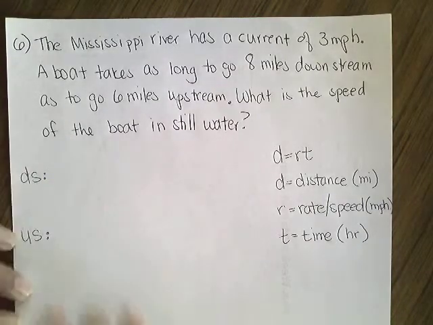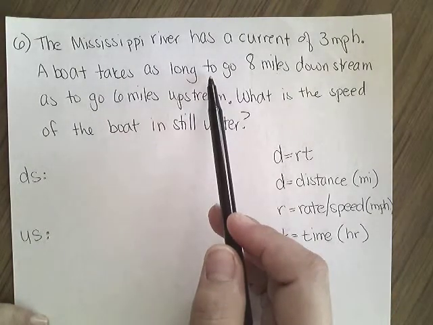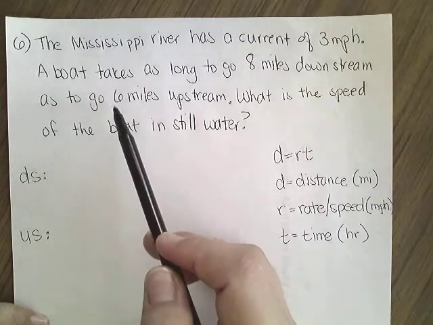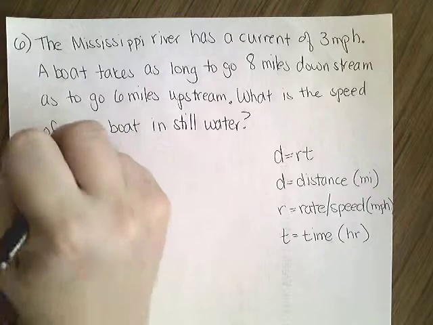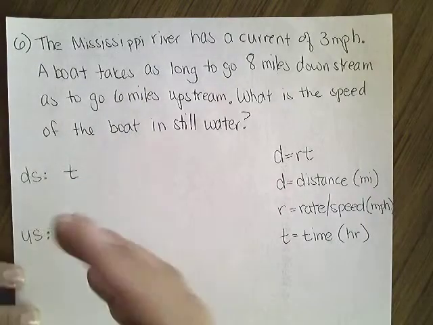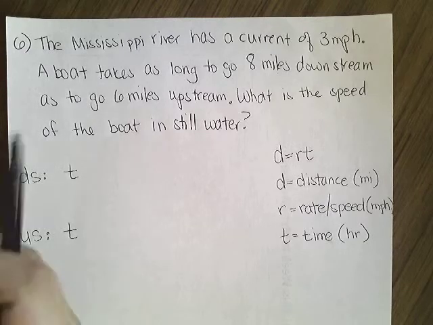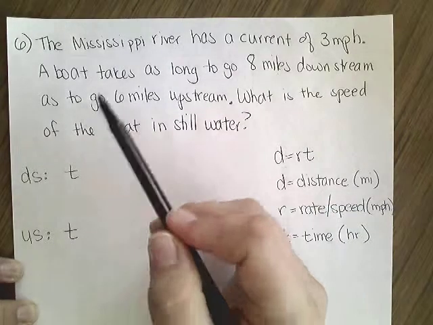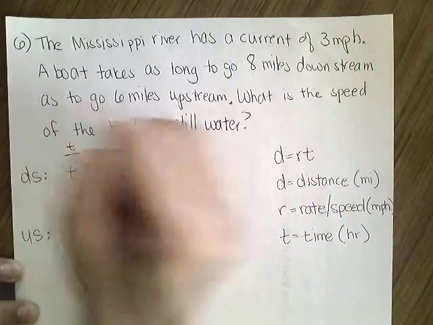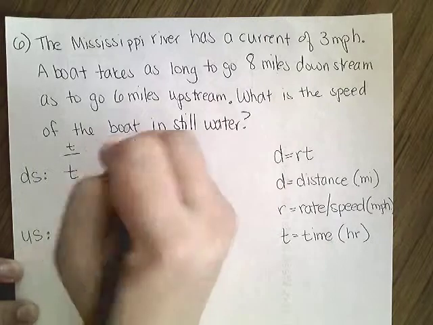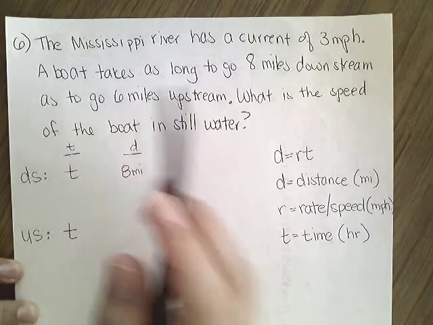The one thing we know about this is that the boat takes as long to go 8 miles downstream as to go 6 miles upstream. So that means that the time for both of these is going to be the same, right? We don't know how long it is, but we know it's going to be the same, so we're going to use the same variable. The next thing we know is that when it goes downstream, the distance is 8 miles, whereas our distance when it's going upstream is 6 miles.